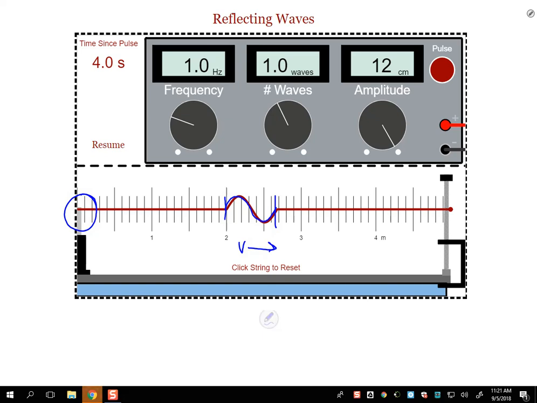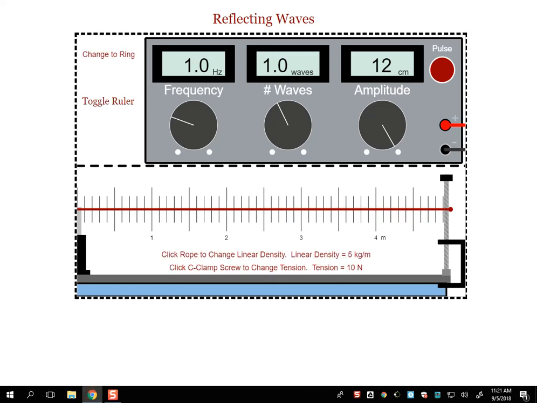Okay, so let's reset this and look at what happens when we send a wave pulse. You can see that it's moving. We're going to reset this. For simplicity's sake, we're just going to use half a wave, and we're going to send that pulse through here. But first we need to look at what type of boundary it is.